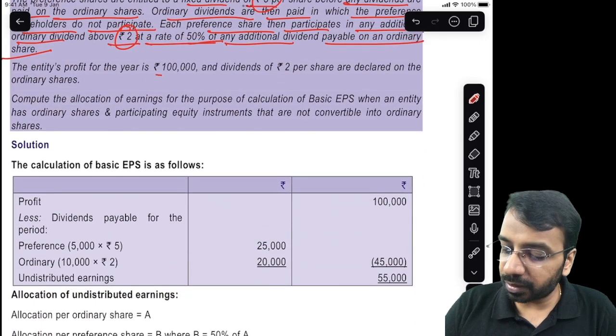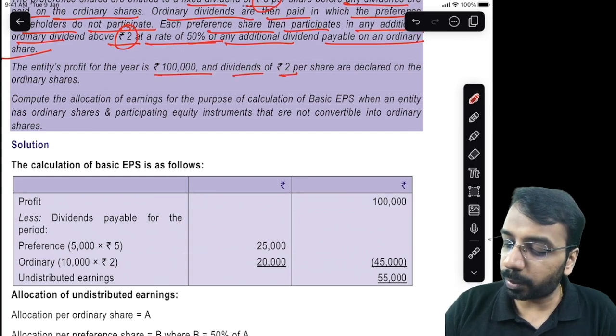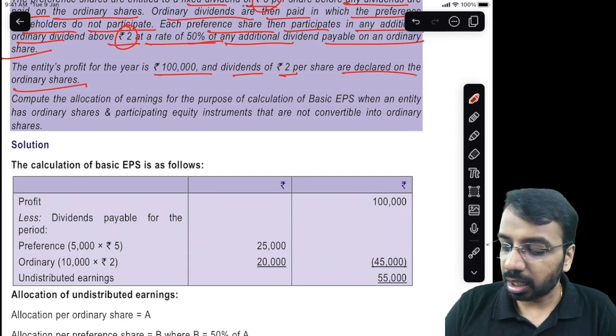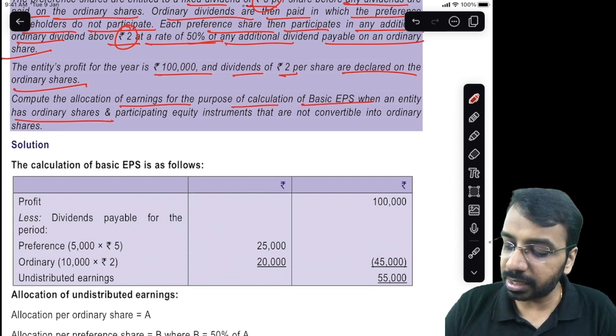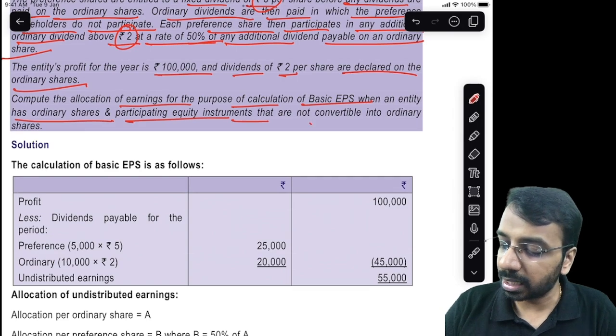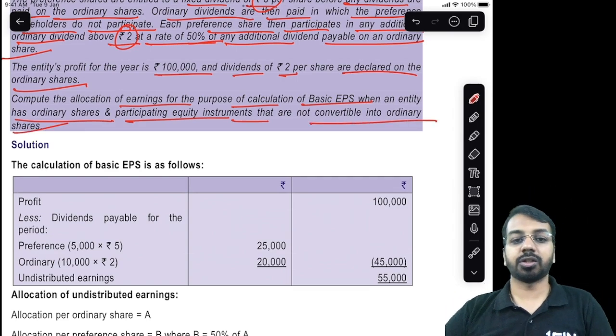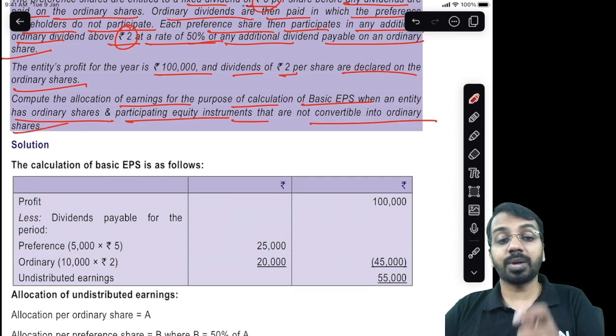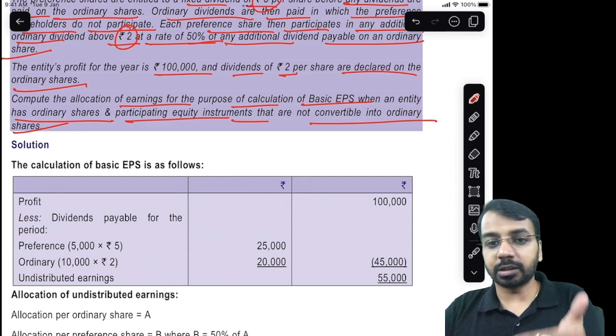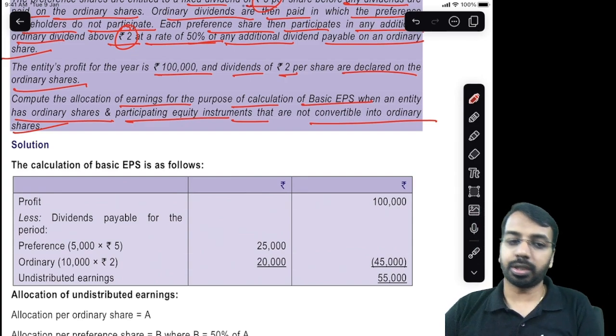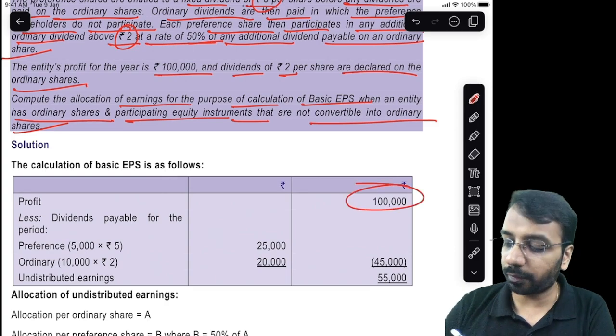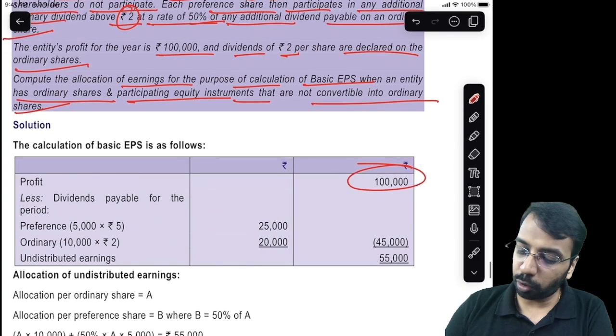The entity's profit for the year is 1 lakh and dividends of 2 per share are declared on the ordinary shares. Compute the allocation of earnings for the purpose of basic EPS when an entity has ordinary shares and participating equity instruments that are not convertible into ordinary shares. So there are instruments which are participating, they are equity instruments, but they cannot be converted into ordinary shares. So first what will you take? The profit, 1 lakh. Then dividend, how much do we have to pay?